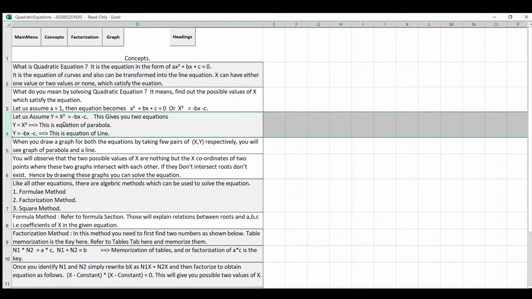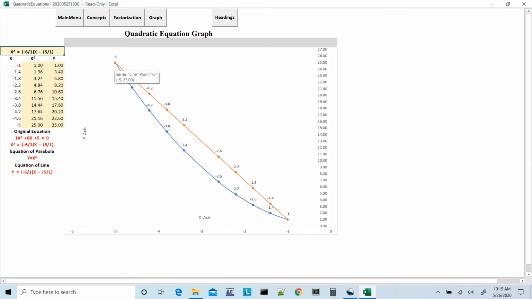What does that mean? If you take xy pairs and draw the graph, then this particular equation's graph will be a straight line. And for the equation y is equal to x square, for 10 pairs of x and y, the graph is the equation of a parabola. So this is the way from one quadratic equation you can derive two equations and then draw the graph.